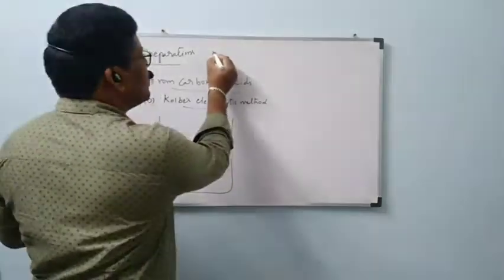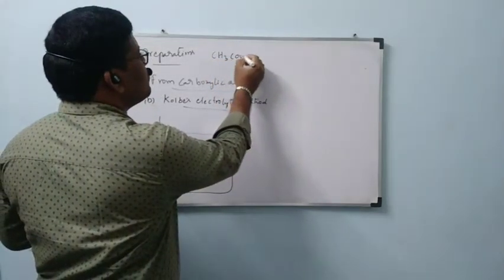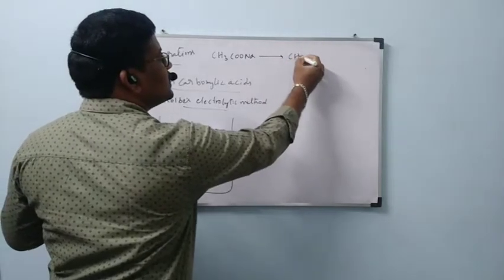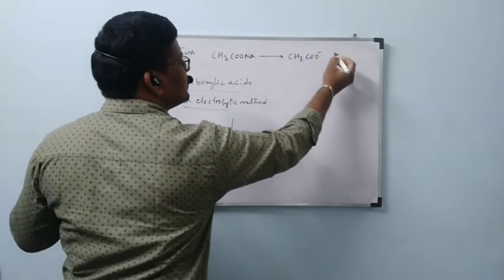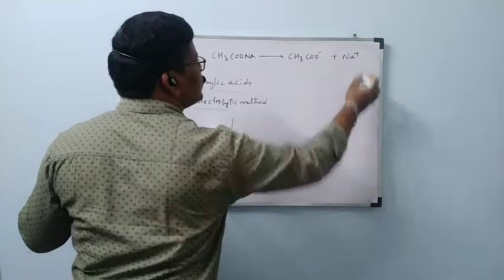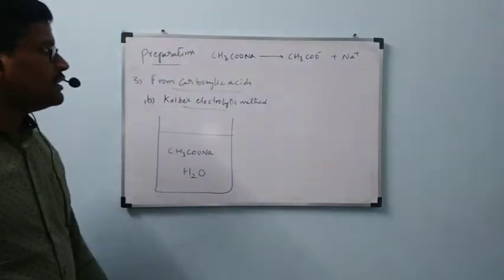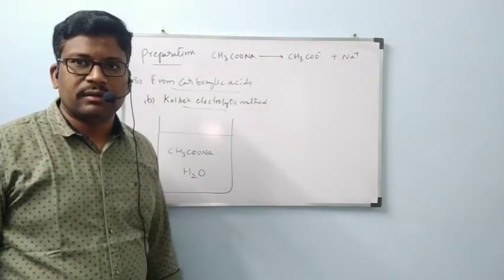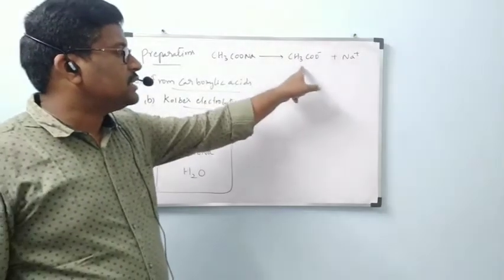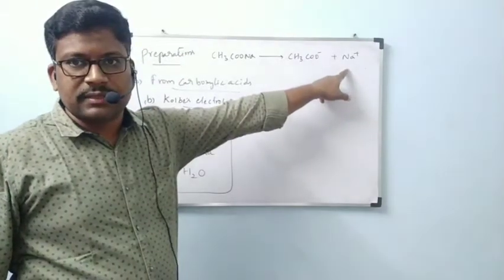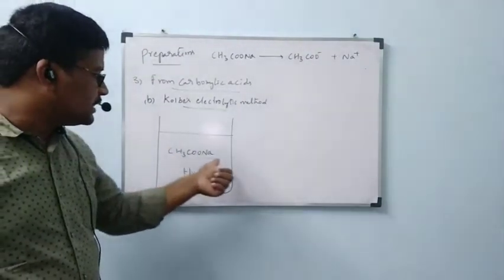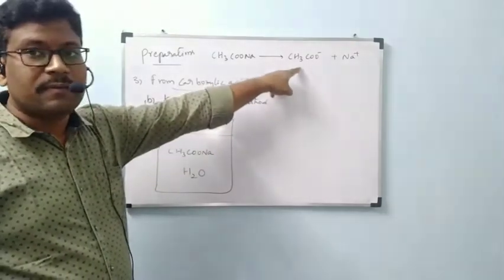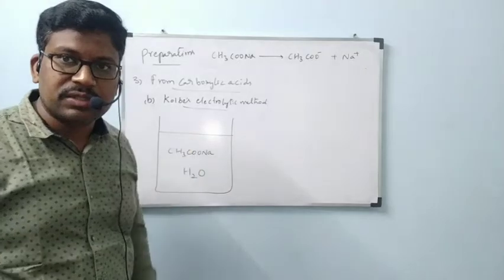When CH3COONa is dissolved in water, we get CH3COO minus and Na plus ions. So these are the ions present in this solution: CH3COO minus and Na plus ions.